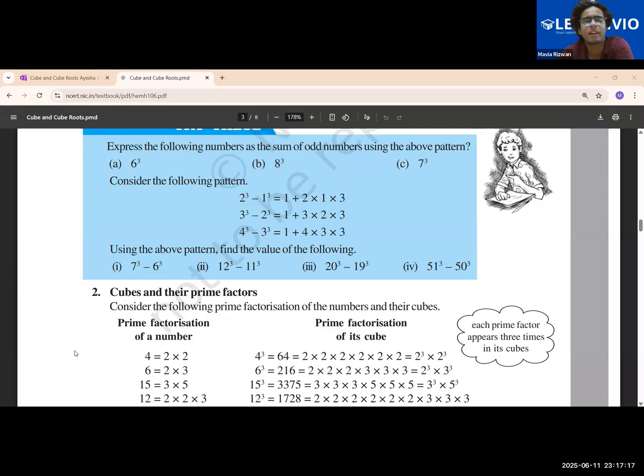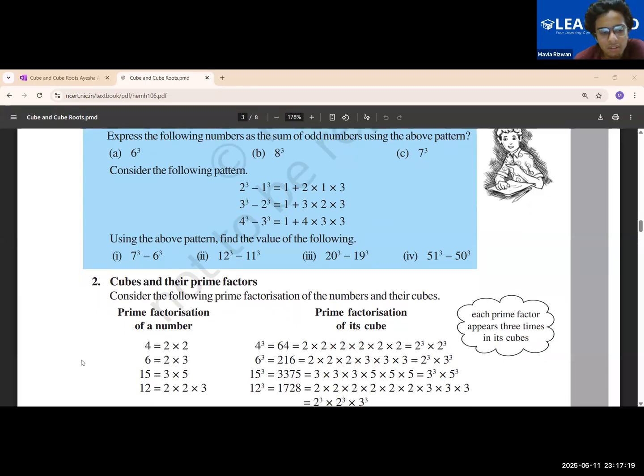Now, Aisha, this pattern, if you look at it carefully, bache, this is 2 cube minus 1 cube. So in this 2 cube minus 1 cube, how to do it? Very simple. 1 plus, now see, what are the two numbers? 2 and 1. So multiply 2 and 1, and then multiply by 3, since it is a cube. So this should be 1 plus 2 into 3, that is 6. So 1 plus 6, that is 7. So the answer is 7.